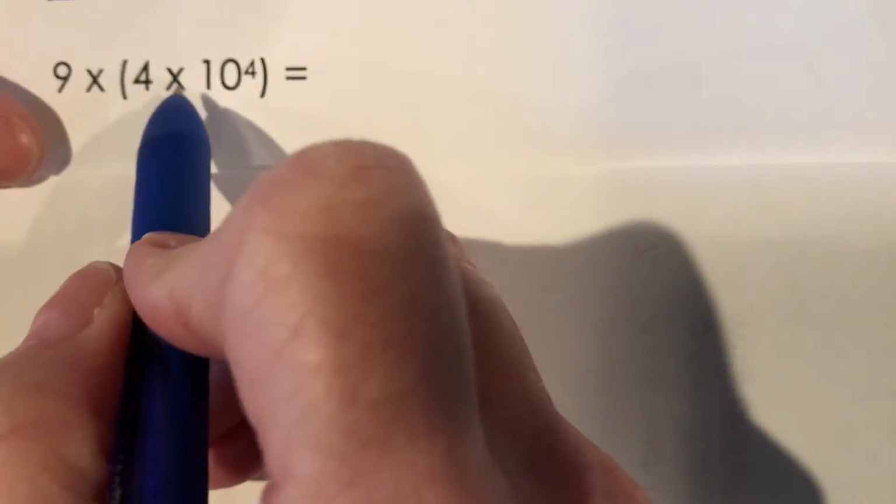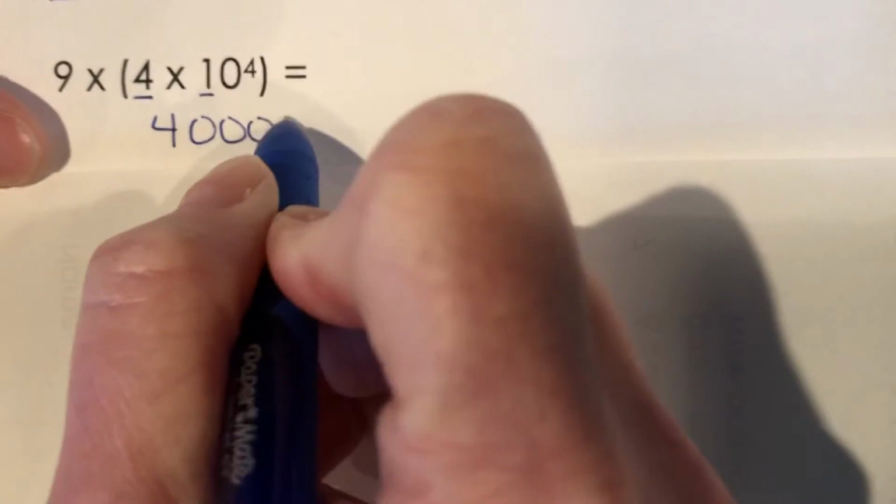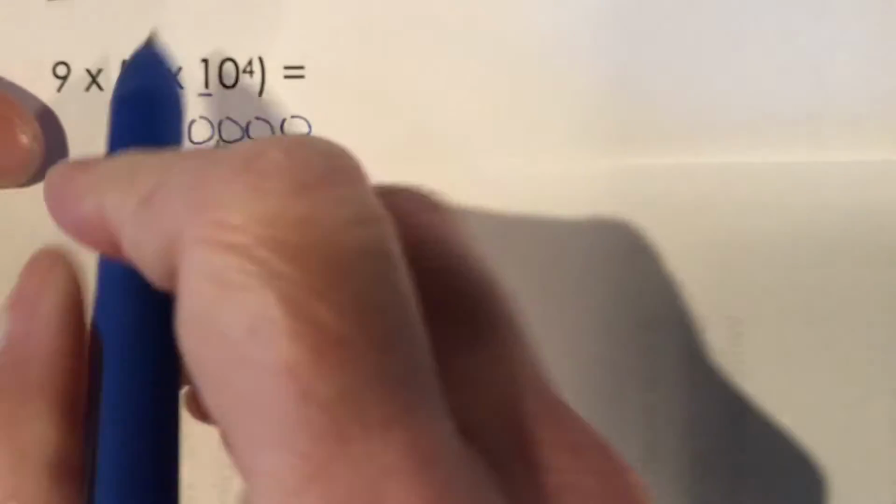All right, this next one's just like that. So go ahead and try this one. Press pause, press play when you're ready. All right, I'm going to solve inside here first. 4 times 10 to the 4th power. 4 times 1 is 4, and there are 1, 2, 3, 4 zeros after that. So 4 times 10 to the 4th power would be 40,000. And so now that's done, right? I have to take 9 times that.